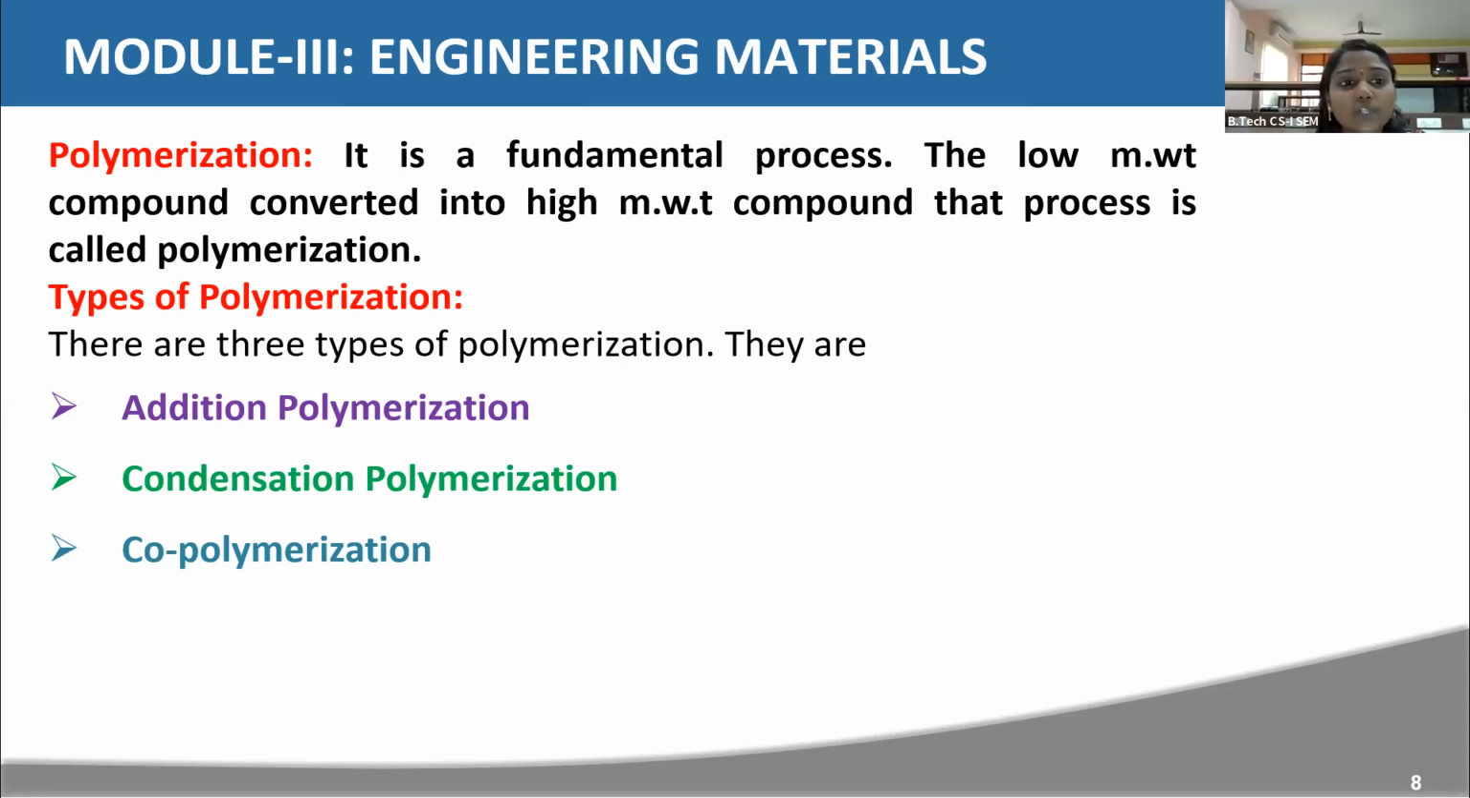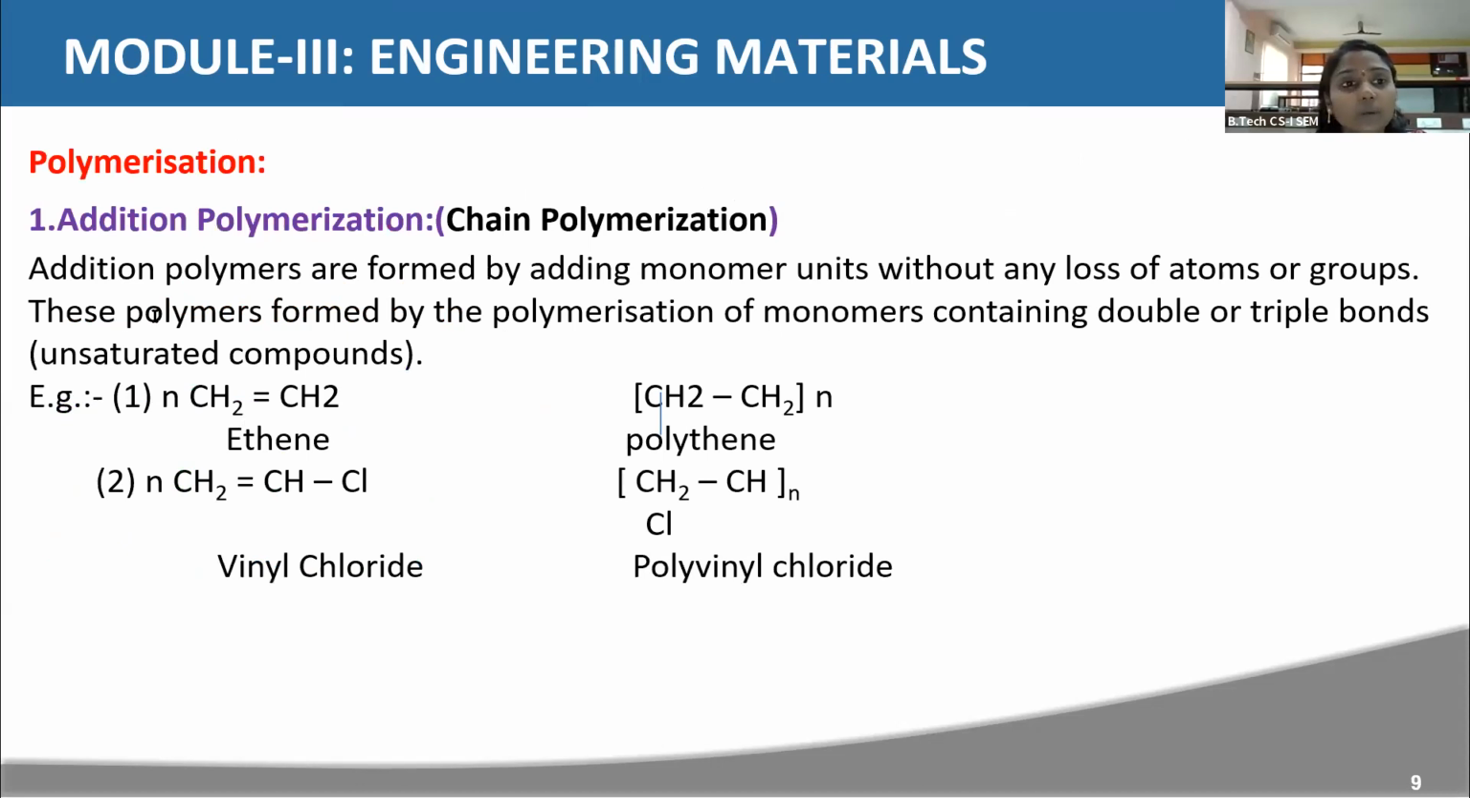First is addition polymerization. Addition polymerization has another name, chain polymerization. Addition polymers are formed by adding monomer units without any loss of atoms or groups. These polymers are formed by the polymerization of monomers containing double or triple bonds. Double or triple bonds means nothing but unsaturated compounds.